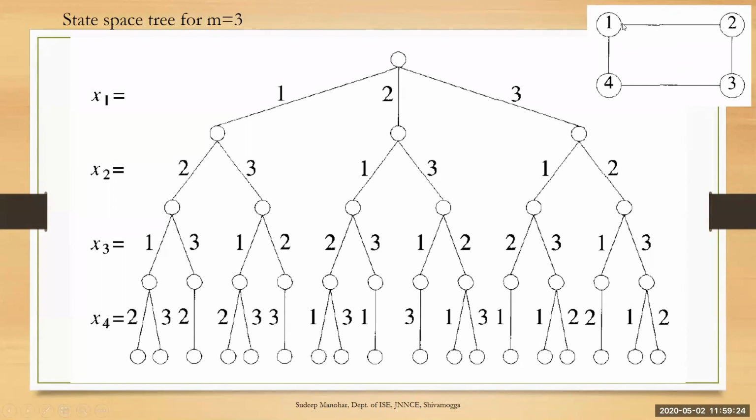1 comma 3. The 1 comma 3 value is 0 because there is no edge from 1 to 3. So likewise, the adjacency matrix is constructed. Now we'll start this problem. This problem has to be done step by step.